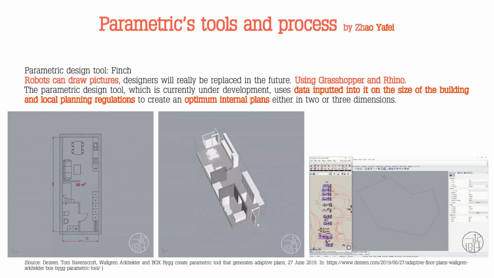The parametric design tool, which is currently under development, uses data inputted into it on the sides of the building and local parametric regulation to create optimal internal plans, either in 2 or 3 dimensions. Again, as mentioned in these figures, we are discussing optimal solution, optimization. So the parametric at most can generate a very quick output, but based on given data. No invention. What is clear is we are in front of weak artificial intelligence.